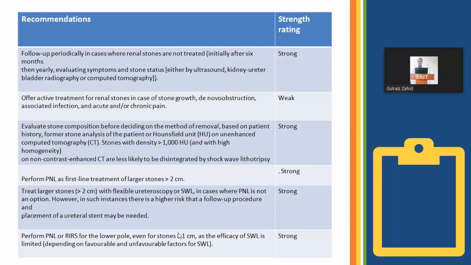pain. Evaluate stone composition before deciding on the method of removal based on patient history, former stone analysis of the patient, or HU, Hounsfield units, on unenhanced CT. Stones with density greater than 1000 HU on non-contrast CT are less likely to be disintegrated by shock wave lithotripsy. Perform PNL as first-line treatment of larger stones greater than 2 cm. Treat larger stones greater than 2 cm with flexible ureteroscopy or SWL in case where PNL is not an option.